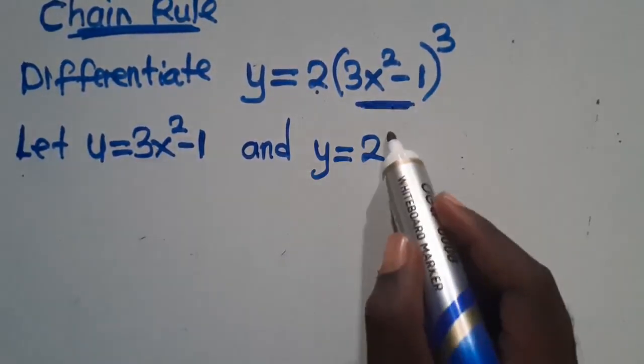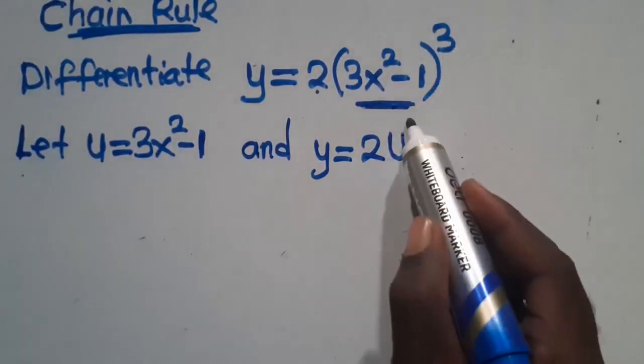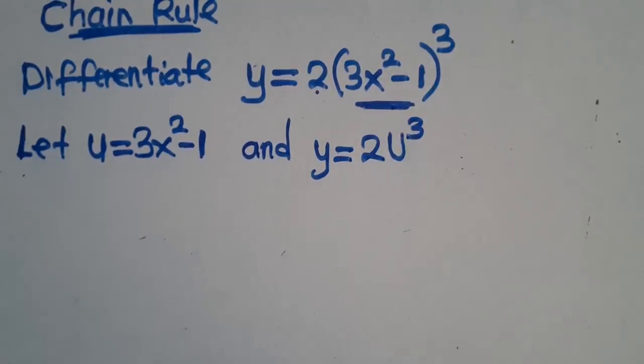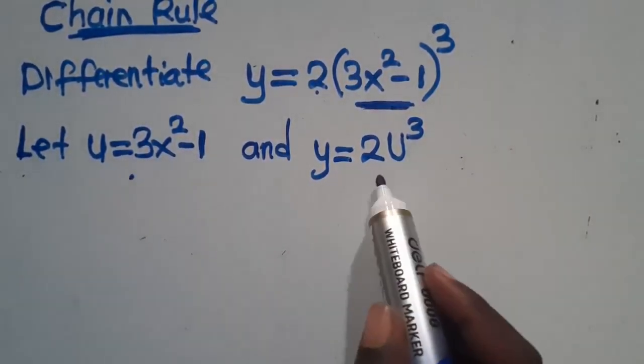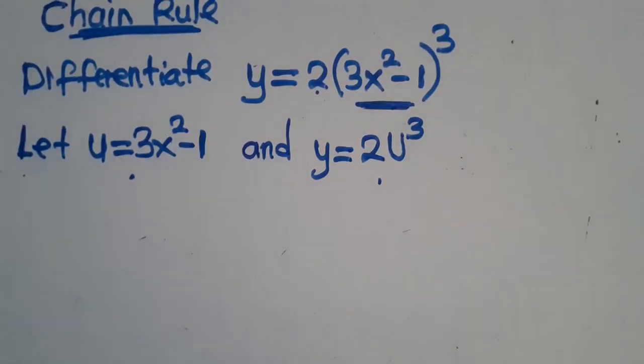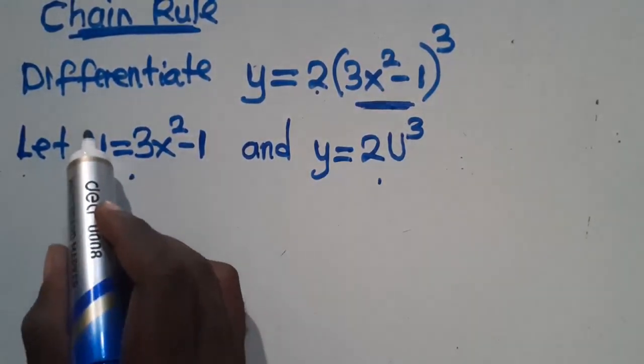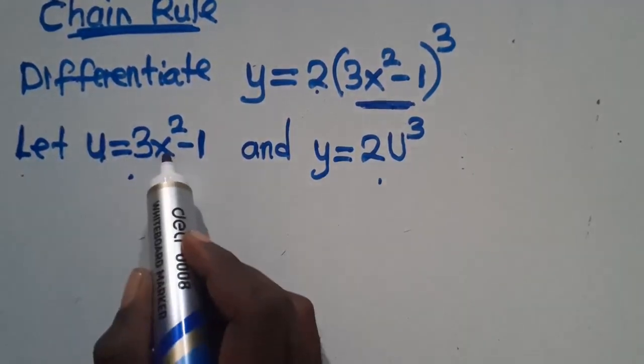So you say u to the power 3 there. Have you seen? So this is what you've come up with. Differentiate this, then multiply them. This is what we are doing. So how can you differentiate this? You are differentiating u with respect to x.